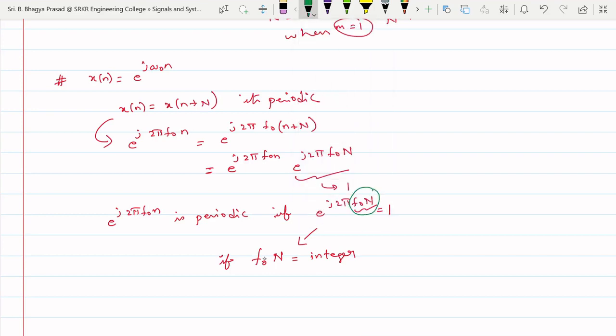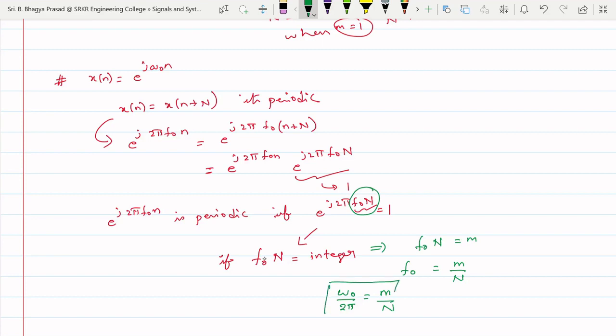This value should be an integer. To make it an integer, f naught times n should be equal to k, so f naught equals k by n. In the above problem I have taken m, so for our convenience I will take m here. So f naught equals m by n. What is f naught? F naught is omega naught by 2 pi. So omega naught by 2 pi should be equal to m by n.